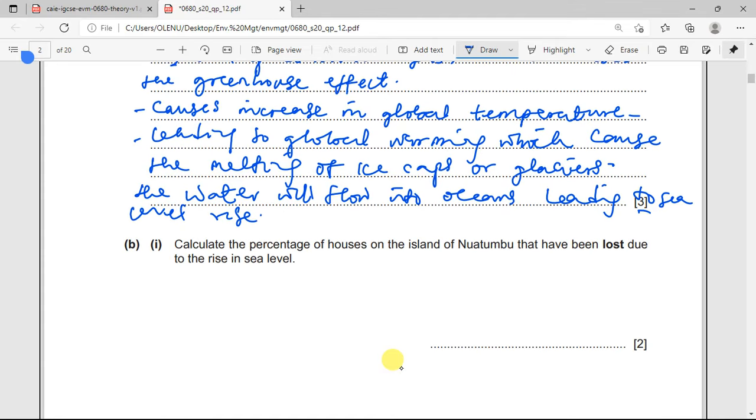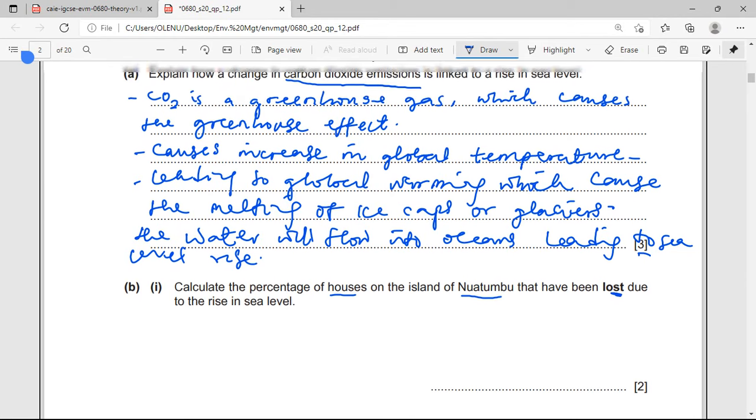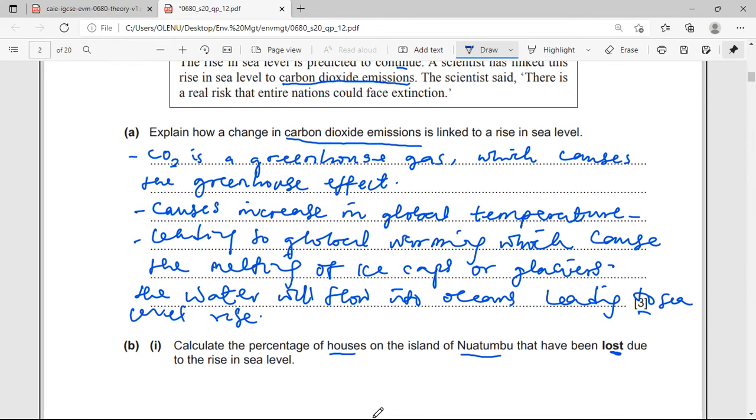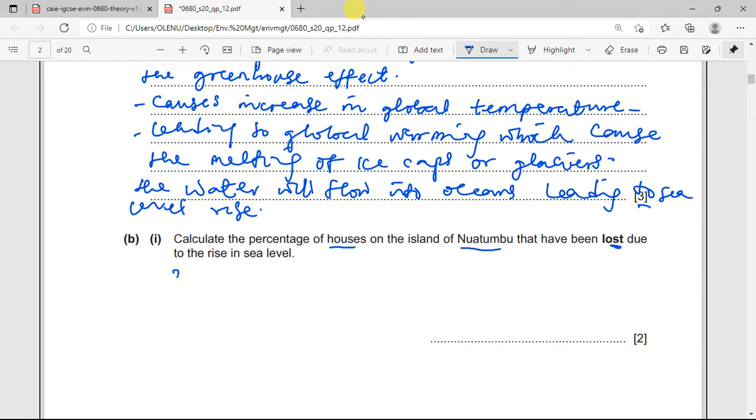Then the next question is: calculate the percentage of houses on the island of Nuatumbu that have been lost due to rise in sea level. If we go back to the text we read, they said 12 out of 23 houses remain. For you to calculate the percentage of houses lost, you need how many houses were lost in the first place. 12 of 23 remain, so the amount lost is 23 minus 12, which is 11. The percentage will be 11 divided by 23 times 100. On my calculator, this is around 47.8, which you round up to give you 48%.